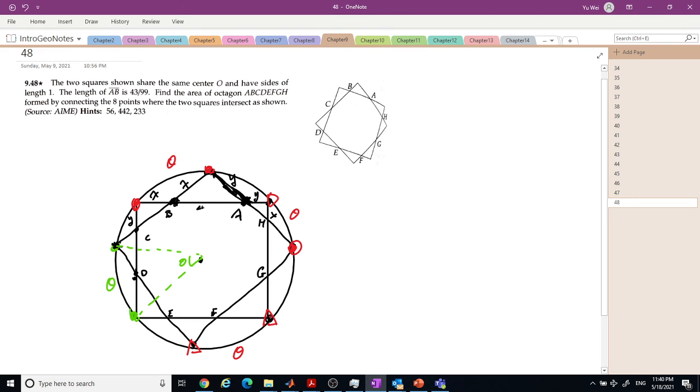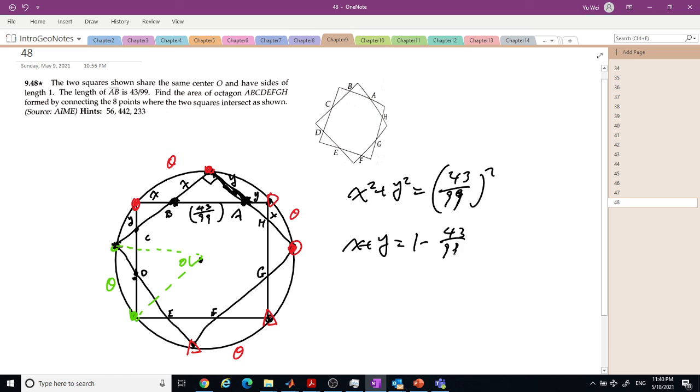Then we have 43 over 99 as the AB. First, the Pythagorean theorem tells us x squared plus y squared equals 43 over 99 squared. The next one: x plus y is equal to 1 minus 43 over 99, because each side is 1. So this one is 56 over 99.